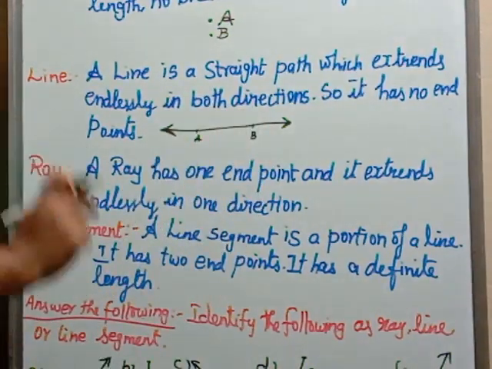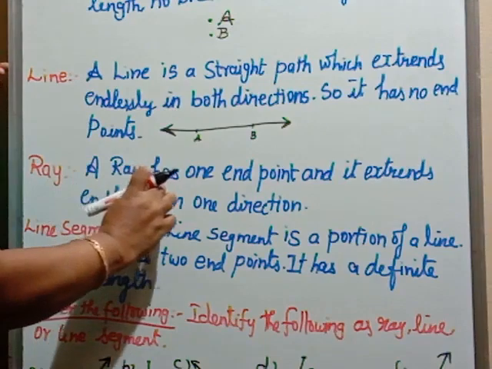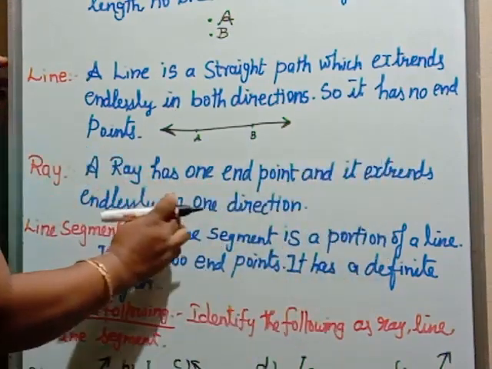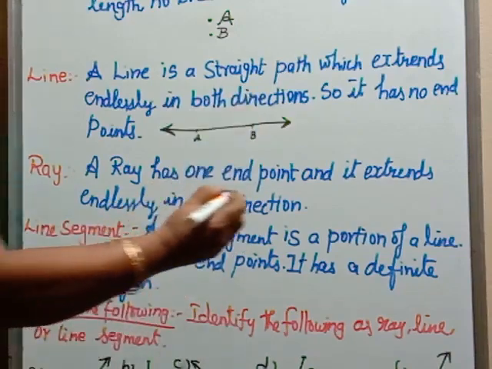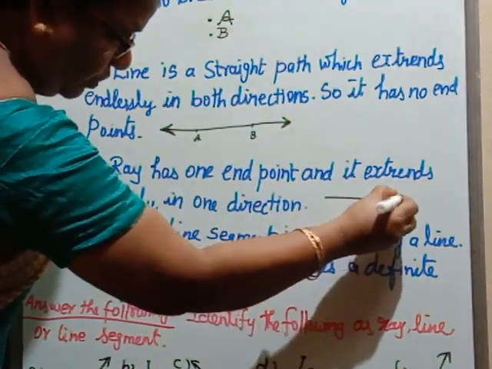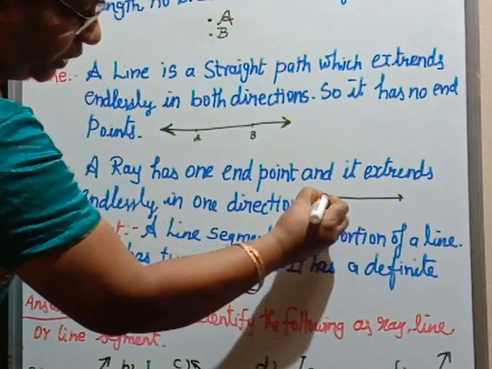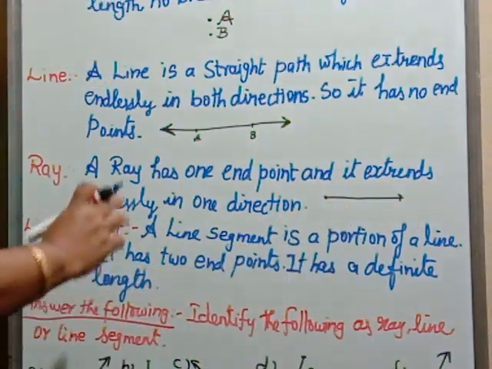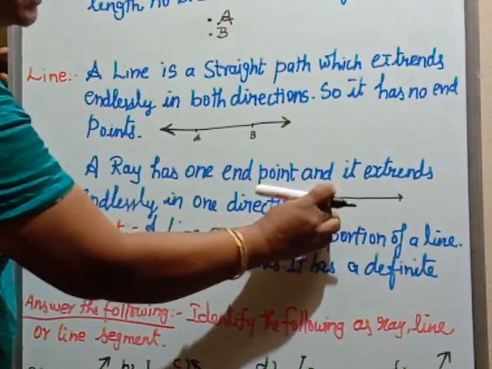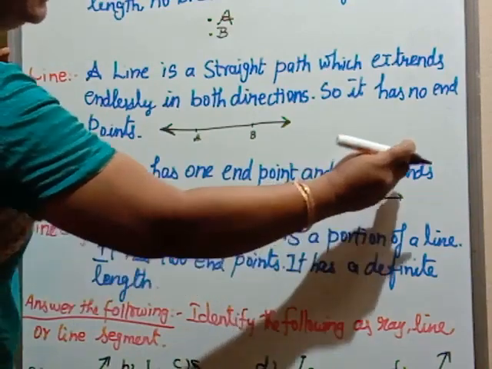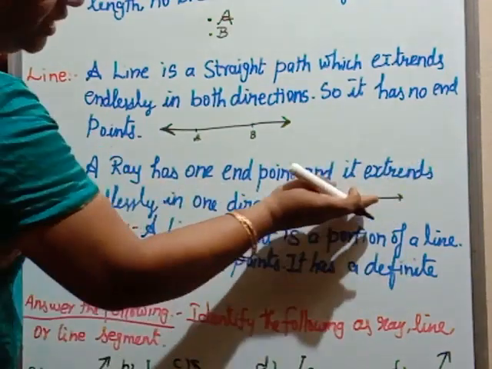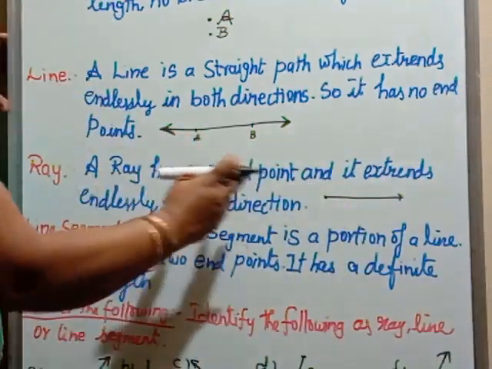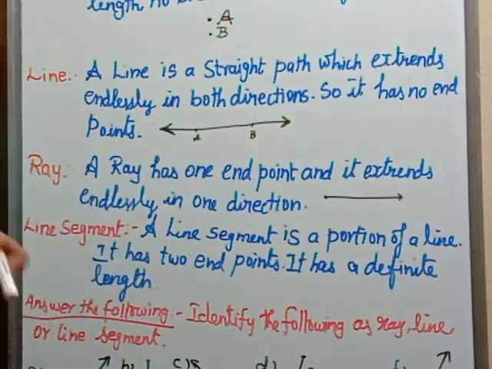Understand? Now, what is a ray? A ray has one end point and it extends endlessly in one direction. That means we have to draw an arrow on one side, and the other side should be a point. That means it has one end point. This point is an end point and it extends endlessly in one direction only. We cannot extend in the other direction. That is called a ray.